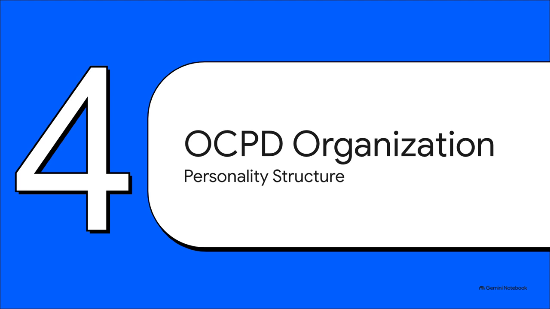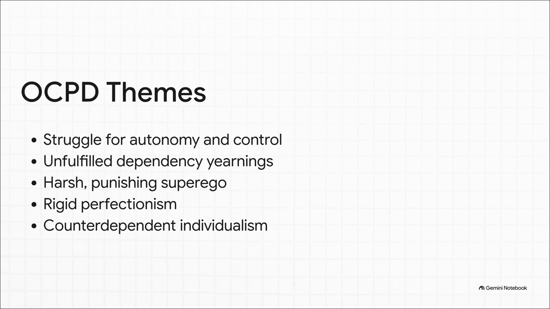All right, Section 4, OCPD personality organization. Now we're zooming out. We are moving from the isolated symptom to the entire character structure. Unlike the symptom-bound OCD patient we just discussed, the OCPD patient's entire character is organized around themes of control, rigidity, and perfectionism.